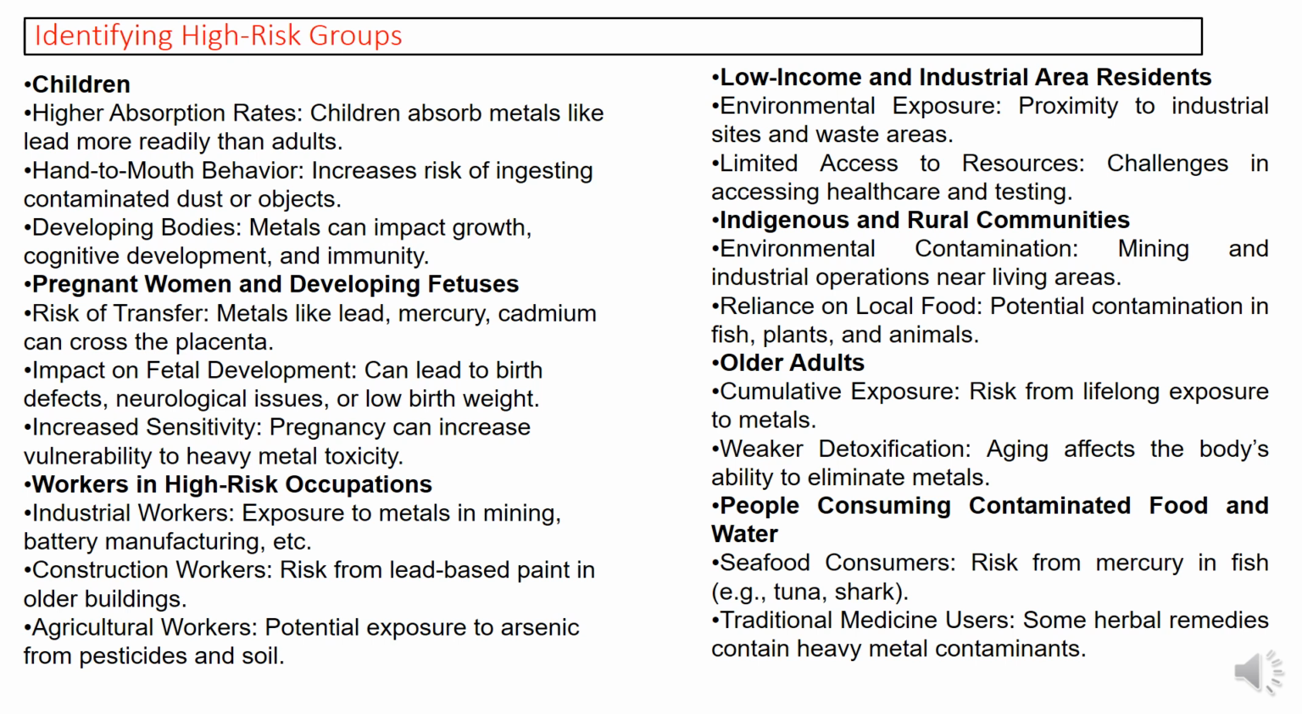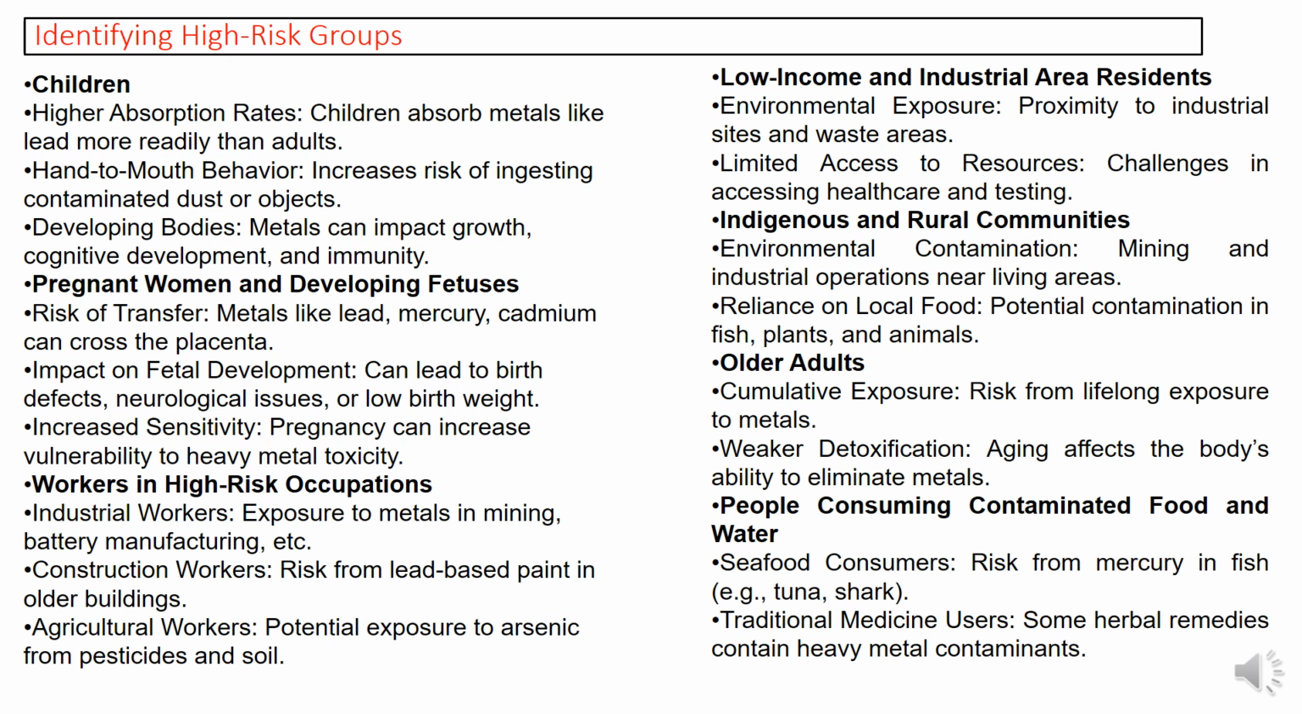Learning about high risk groups: children, with higher absorption rates, hand to mouth behavior, and developing bodies, obviously. Pregnant women and developing fetuses, as certain heavy metals can pass through the placenta, causing accumulation in the newborn. Workers in high risk occupations, as you can understand, and low income and industrial area residents, who tend to be exposed heavily because of the close proximity to industrial sites and waste areas.